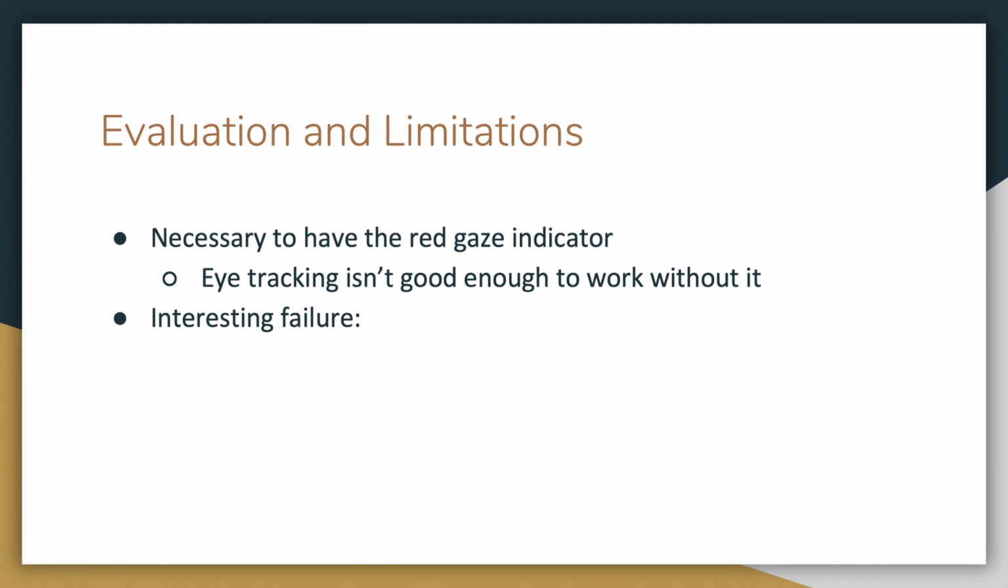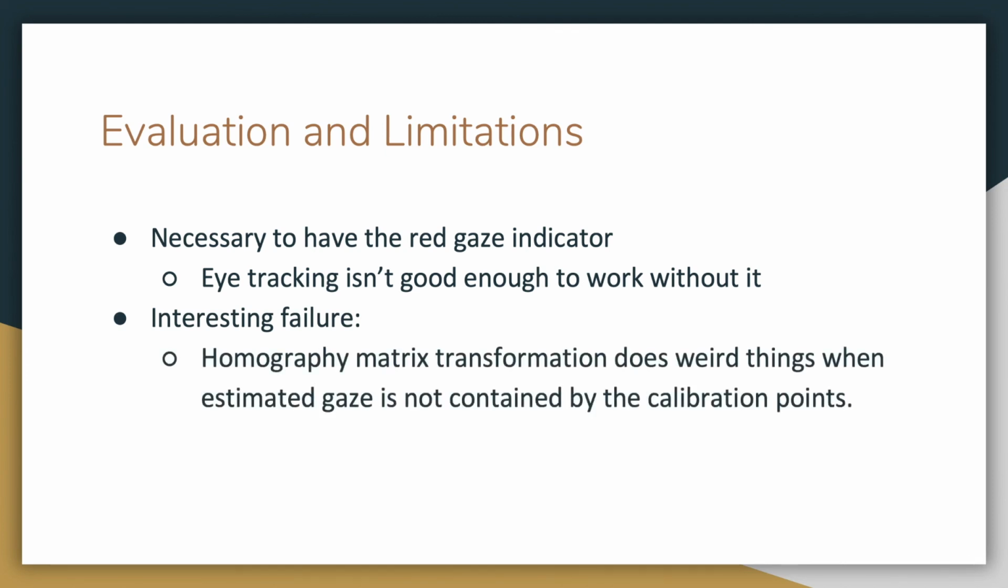One weird failure that I noticed was dealing with the homography matrix. When the estimated gaze is not contained by the calibration points, then it might flip the direction or move it to some place on the screen that's not even close to where you're looking. And one probably easy fix to that is just to clamp all points outside of the calibration shape to be inside of it.